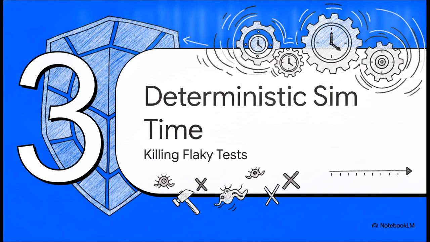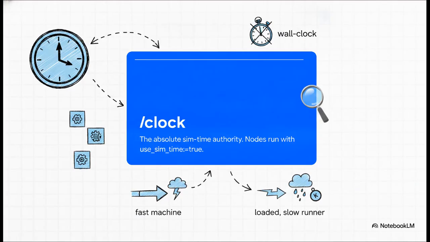All right, Section 3, deterministic simulation time. This is where we kill the flaky tests for good. In CI, there is no wall clock, period. Our MuJoCo bridge is the absolute sim time authority. It owns and publishes to the /clock topic. Every single other node in the system is commanded to consume this clock by running with the parameter useSimTime set to true. So time only advances exactly as fast as the physics step is called.